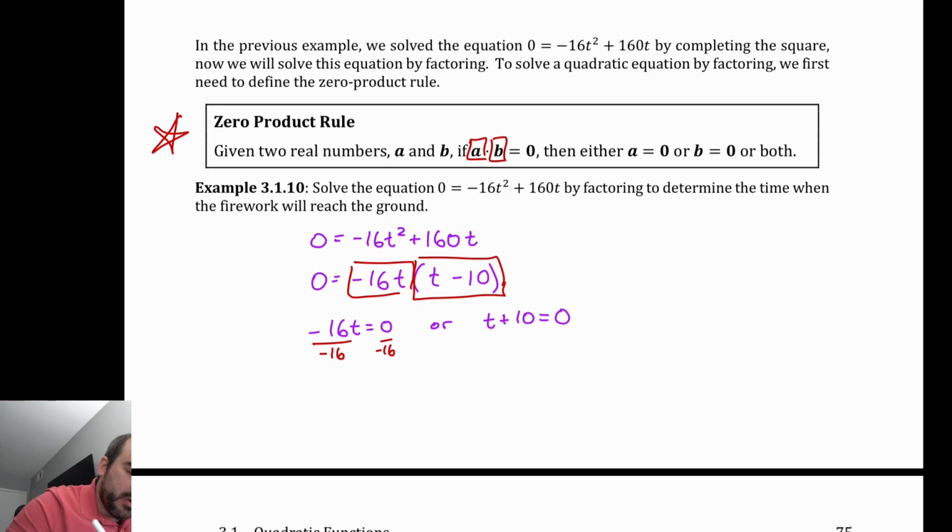Okay, so let's fix that real quick. This should be a t minus 10. And then to solve that, we're going to add 10 to both sides. So we get t equals 0 or t equals 10.